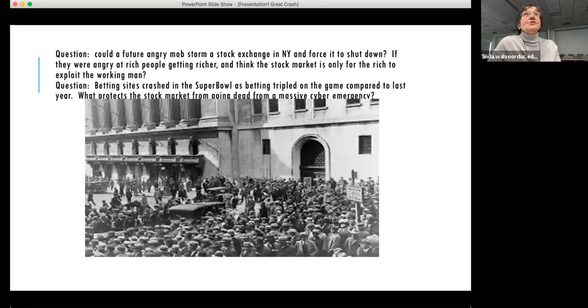Let's talk about mobs. We've seen a little bit of mobs lately and a little bit of attention to mobs and what they can do. So let's do a hypothetical. Could a future angry mob storm a stock exchange in New York and say, this place is just making rich people richer and poor people poorer, and we're going to shut it down? If they were angry at rich people getting richer and think the stock market is only for the rich to exploit the working man, would it be conceivable that a stock exchange could be shut down by mob action?